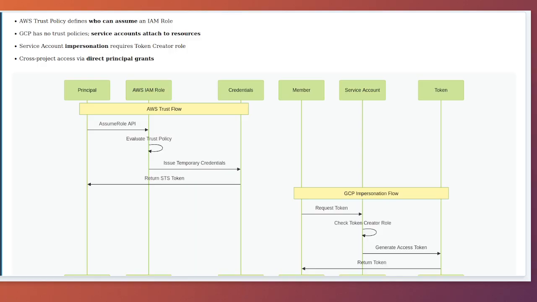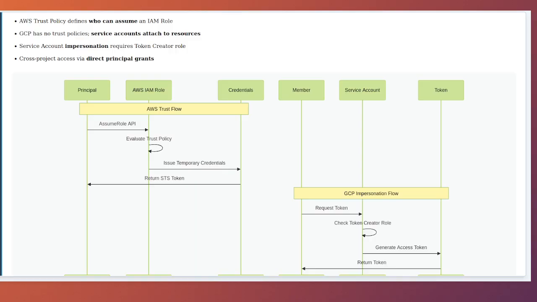GCP does not have trust policies in the same way because GCP roles are not assumable identities. However, GCP has equivalent mechanisms for the same use cases. For service-to-resource trust, you attach a service account to a GCP resource like a Compute Engine virtual machine or Cloud Function. That resource then operates with the service account's identity without any assuming process. For cross-project access, you simply add a principal from another project to the IAM binding. There is no trust relationship to establish because identity is separate from the project.